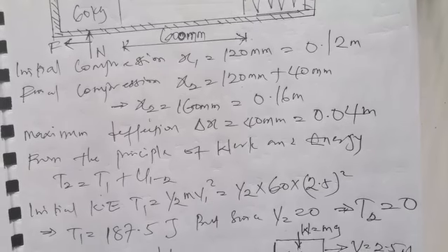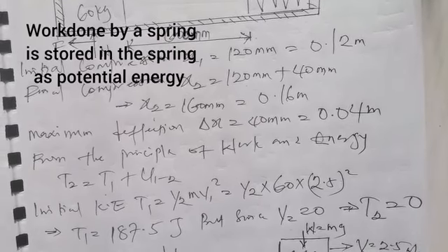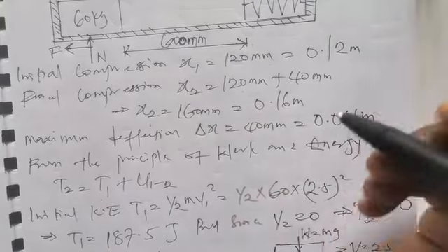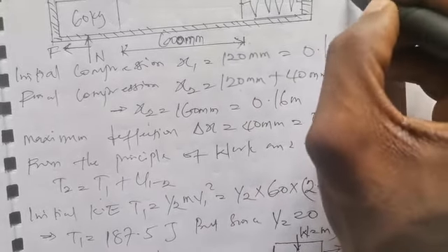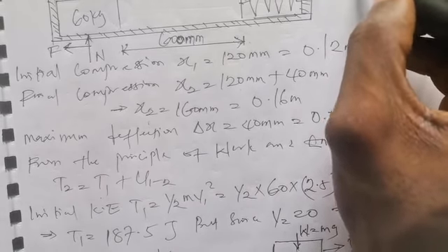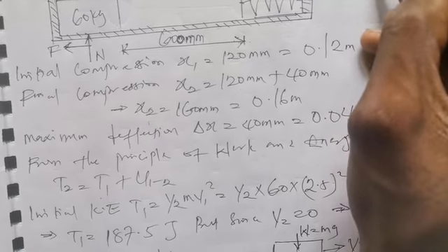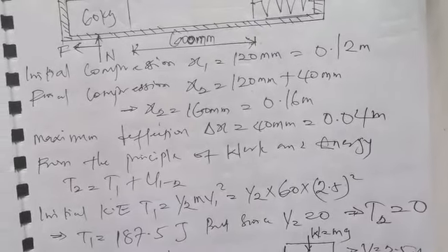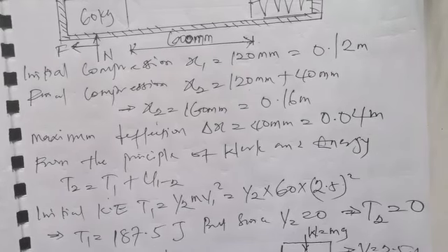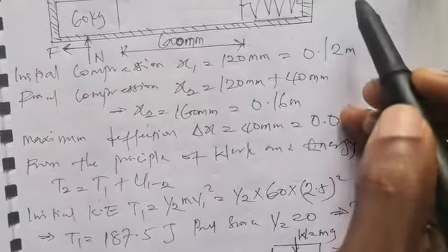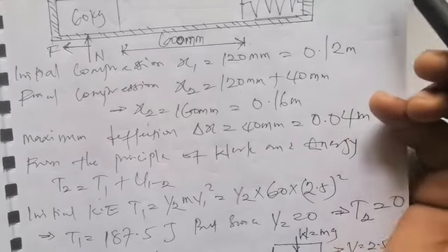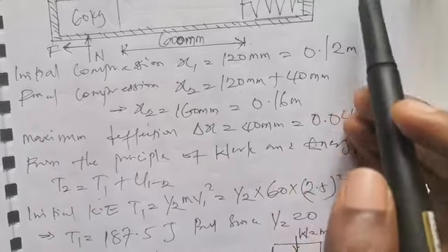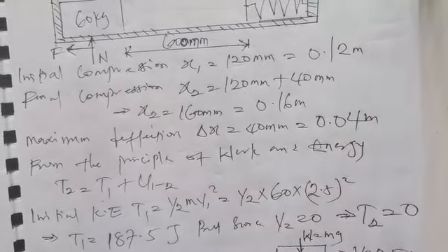Now, keeping that in mind, recall that work done by a spring is stored in the spring as potential energy. It is given simply as 1 over 2 times the spring force times the deflection. In this case, it's going to be maximum deflection. Work done in the spring is always stored as potential energy, and it is given as half times the spring force times maximum deflection. So we are going to be looking for the first spring force, second spring force, then use this particular equation to find work done in the spring.